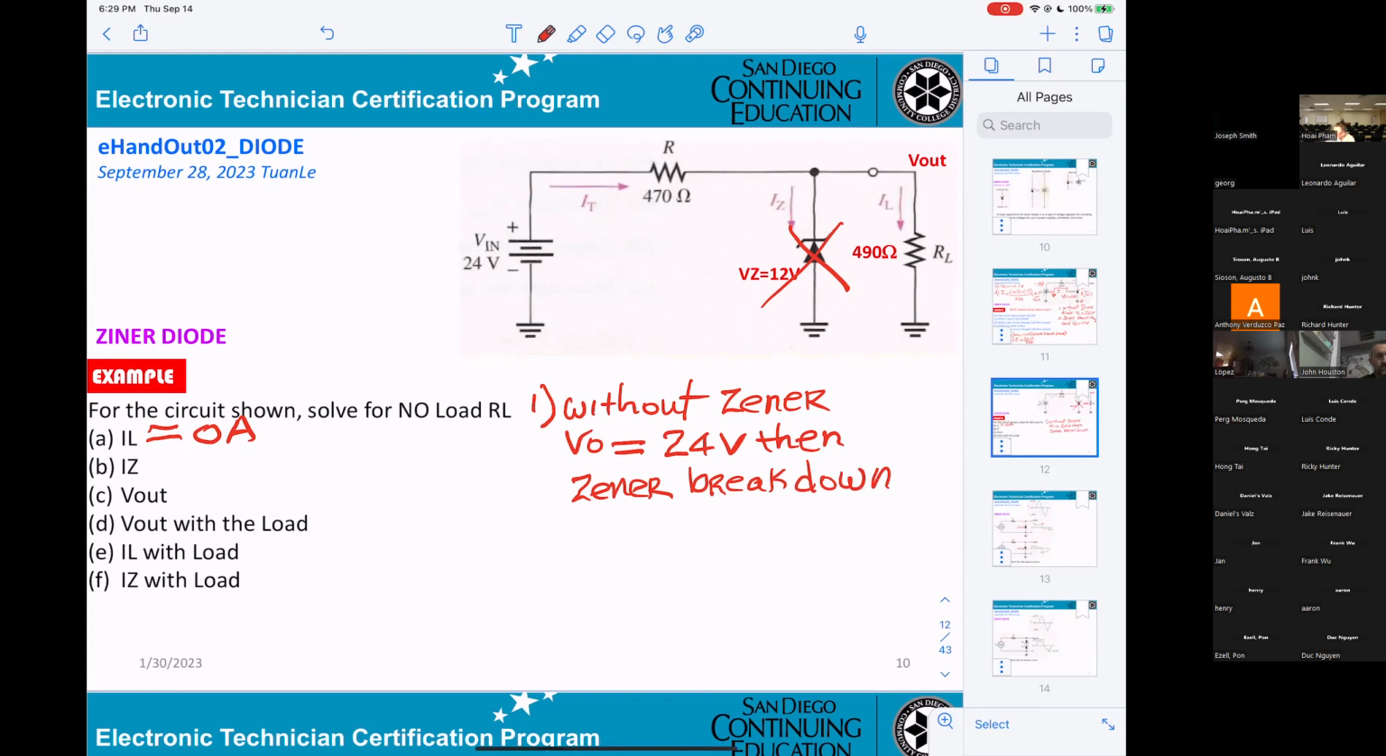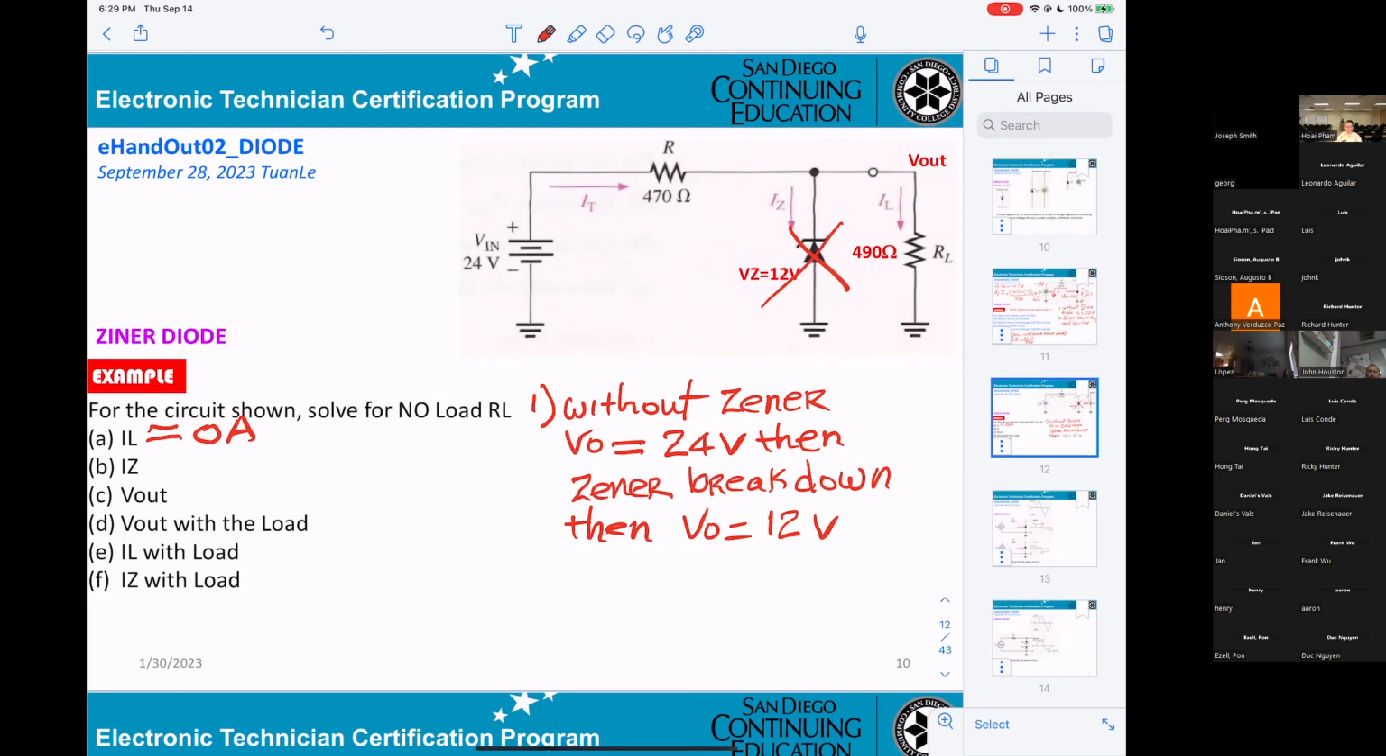If in breakdown, then VL equals 12 volts, correct? Correct. Yeah, if anything is confusing, let me know. I try to train you like myself, so when you're looking at it, you know what to do.